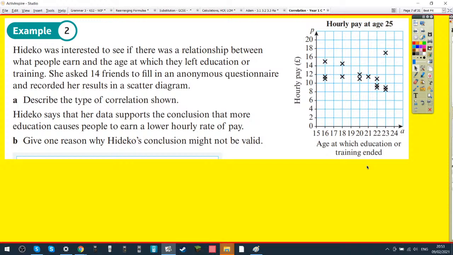Okay, describe the correlation. It looks like 0. Maybe it's slightly negative, is it? I don't know. Very slightly. Age at which education or training ended and hourly pay. Maybe it's 0. Yeah. Okay, question B.